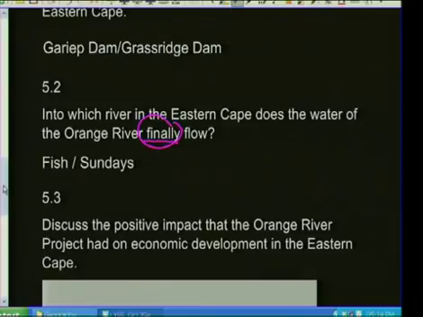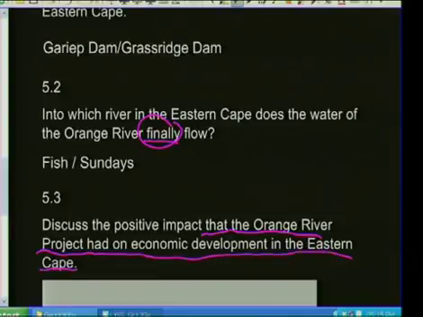5.3, discuss the positive impact that the Orange River project had on the economic development of the Eastern Cape. It makes it seem like it's a high-order question, but learners, this is a simple one. You've done the different projects. And sometimes, let's say, you tell yourself, hey, I only focused on the Tugela River project, or the Tugela-Vaal project, or only focused on the Lesotho Highlands project.